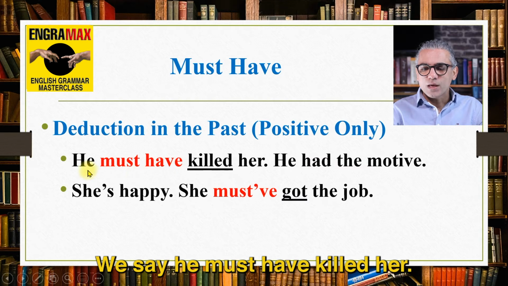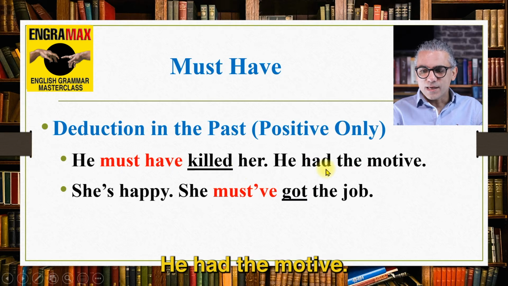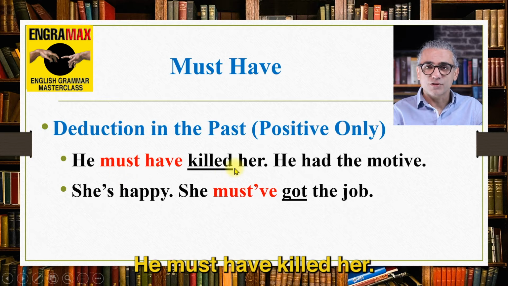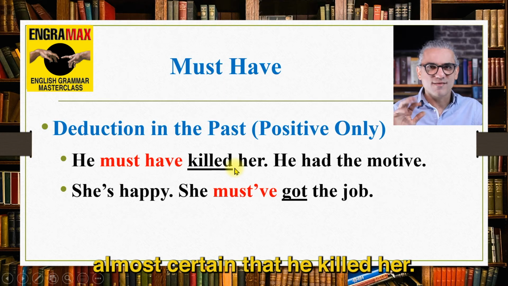We say, he must have killed her. He had the motive. Again, this is an educated guess. He must have killed her. It means I am certain, almost certain that he killed her.